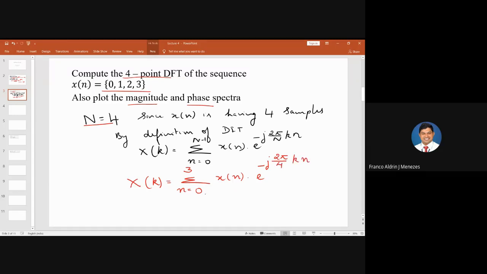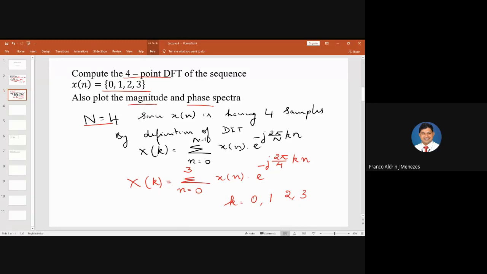And n is varying from 0 to 3. Also k will be varying from 0 to n minus 1, so that is 4 minus 1. So k is to be varied from 0 to 3. So k will be having the values k is equal to 0, 1, 2, and 3. So we have to obtain the values of x of 0, x of 1, x of 2, and x of 3 in this particular case.